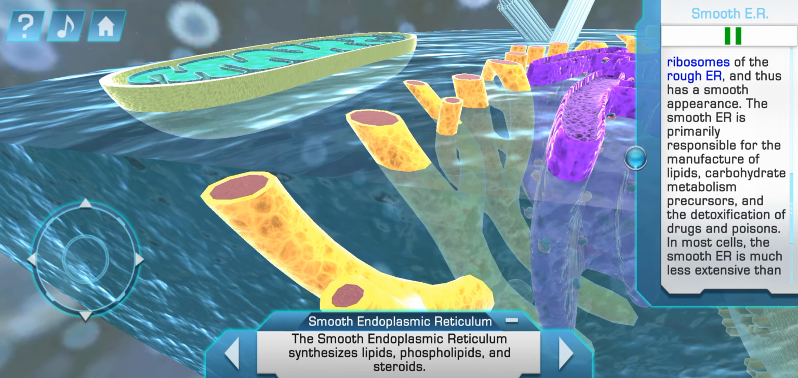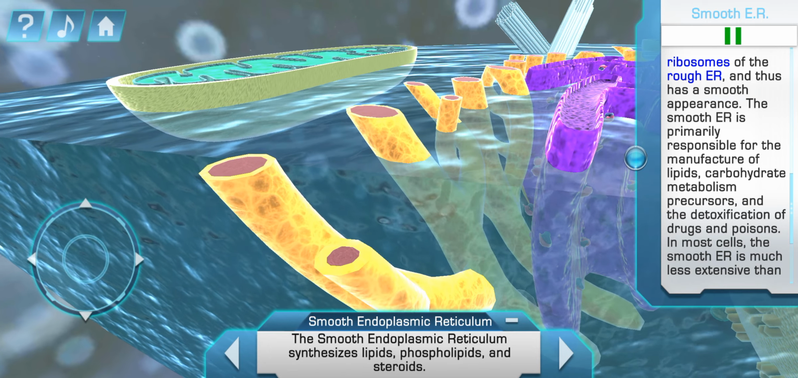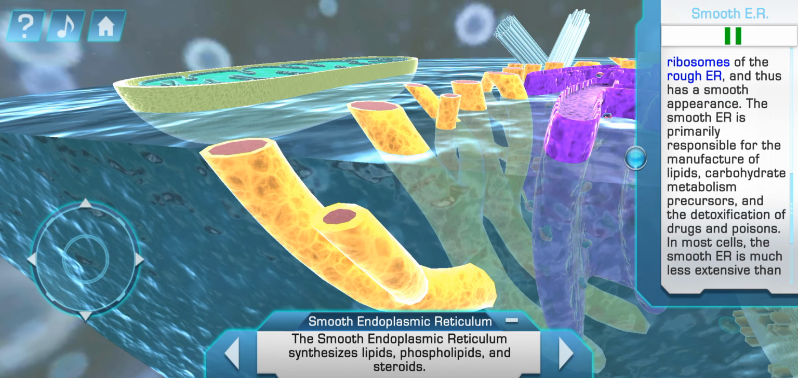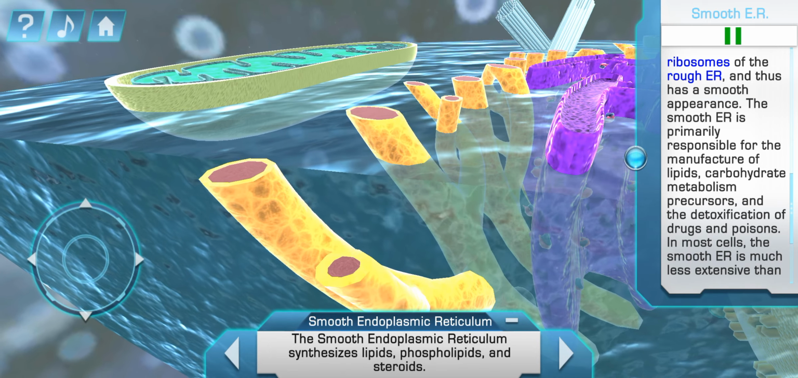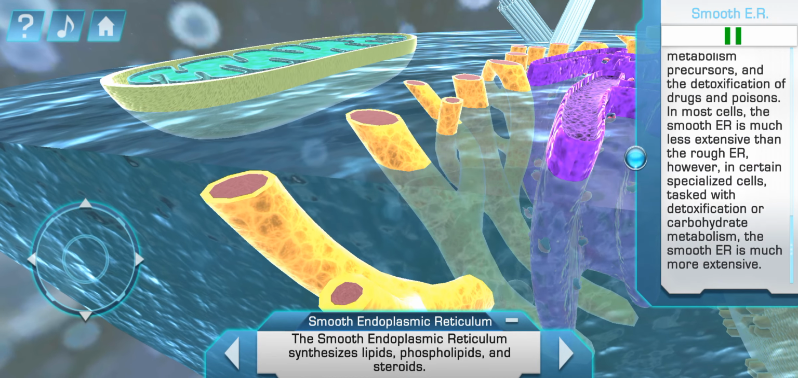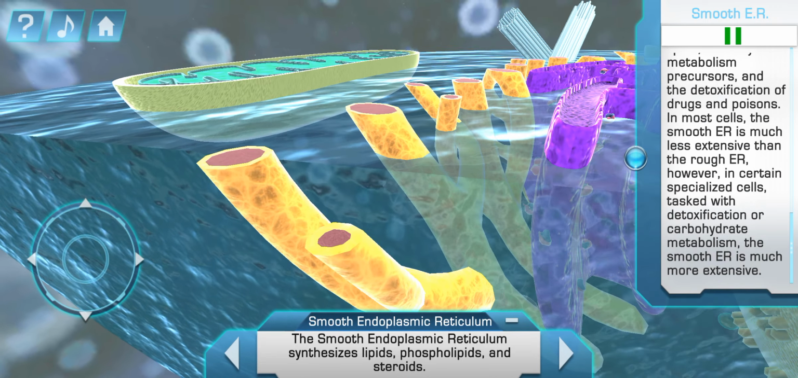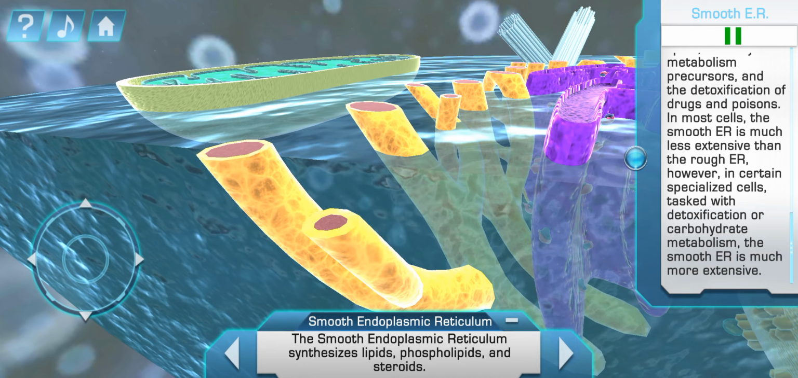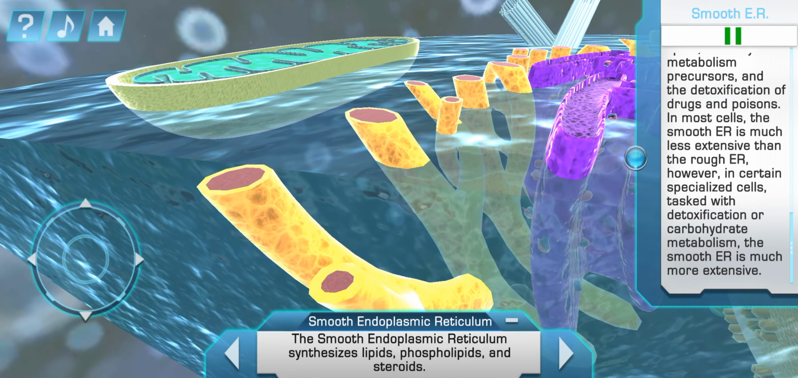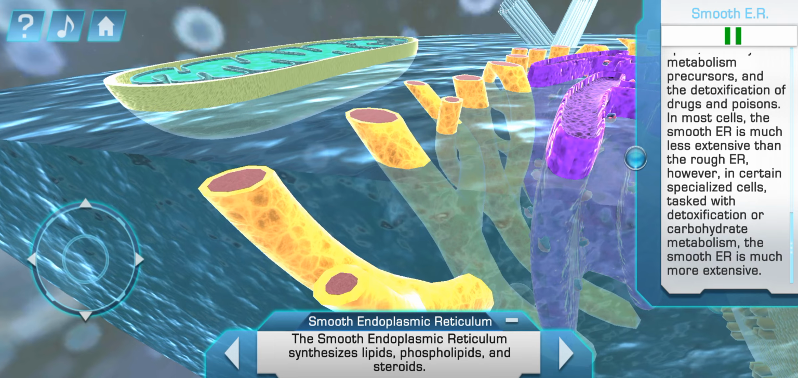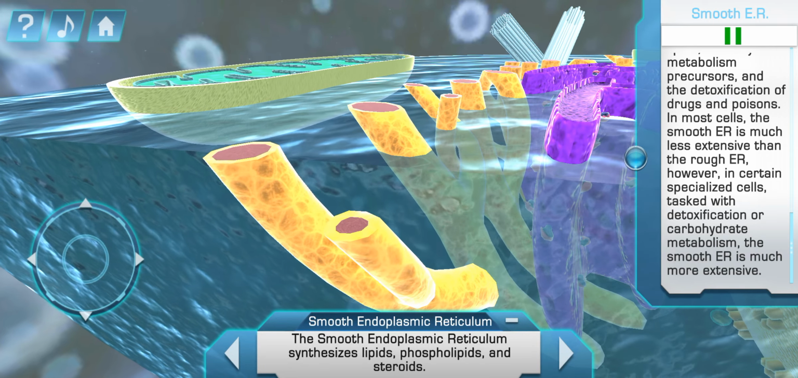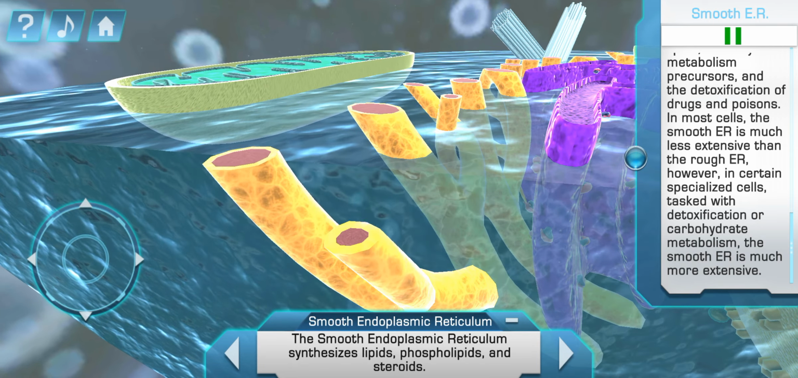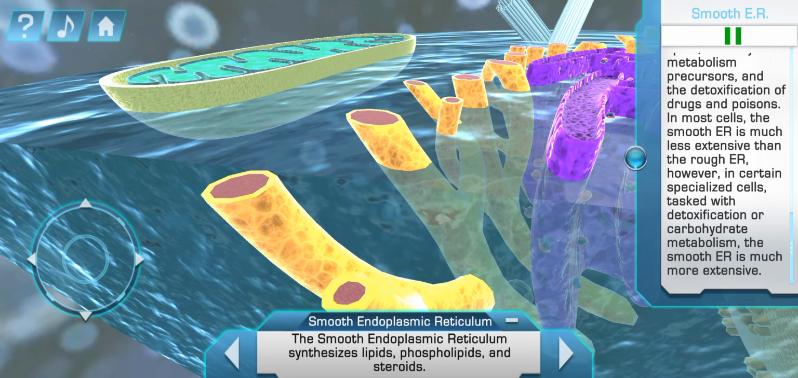The smooth ER is primarily responsible for the manufacture of lipids, carbohydrate metabolism precursors, and the detoxification of drugs and poisons. In most cells, the smooth ER is much less extensive than the rough ER. However, in certain specialized cells, tasked with detoxification or carbohydrate metabolism, the smooth ER is much more extensive.